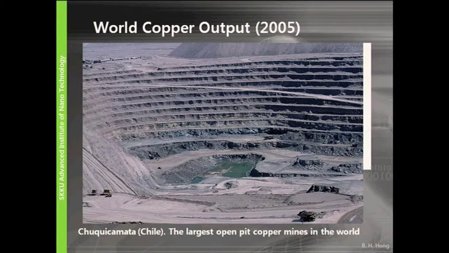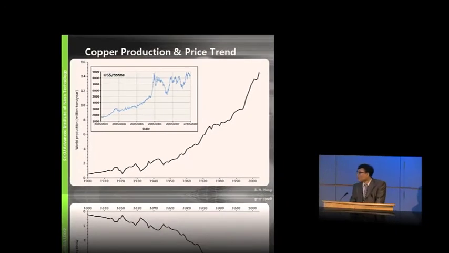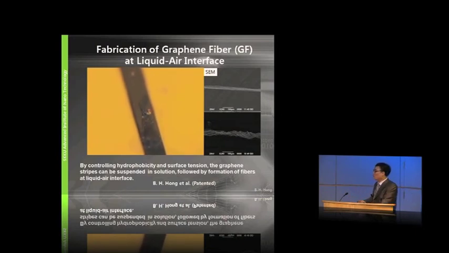As you see in this figure, copper is not forever. Someday the mining of copper will not be available. Since industrialization, the use of copper has been increasing exponentially, and in the last few years it has increased almost 10 times. So people are trying to replace copper with aluminum, superconductors and carbon nanotube, but their performance is not as good as copper.